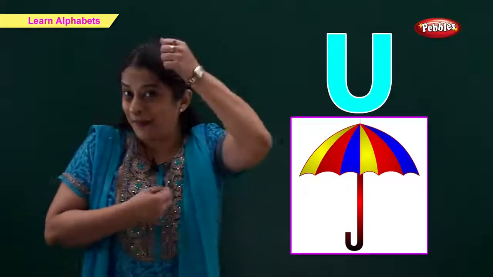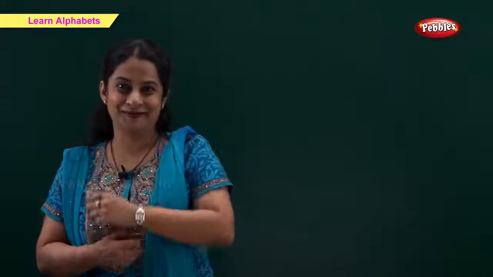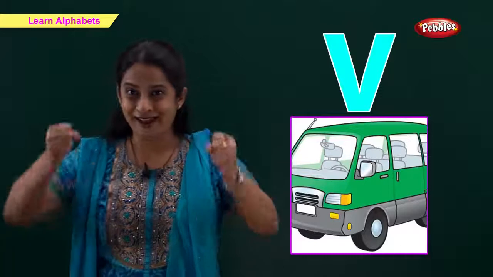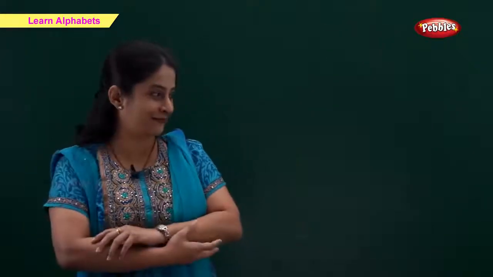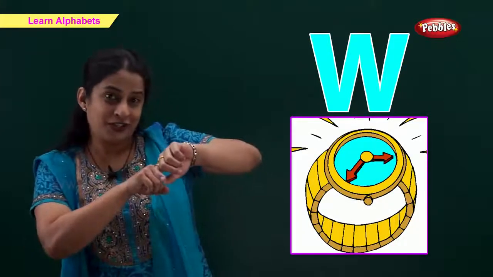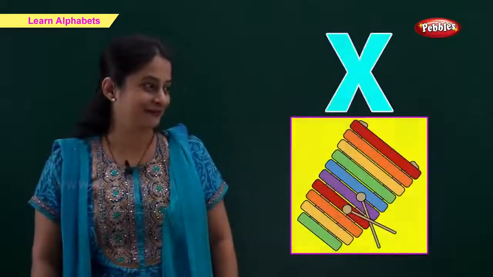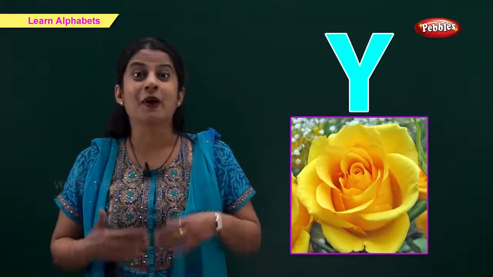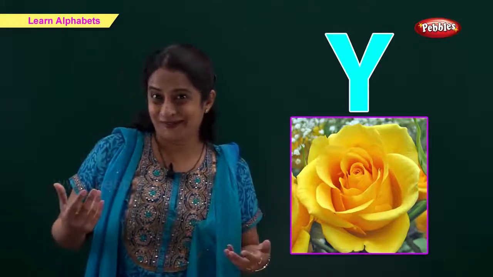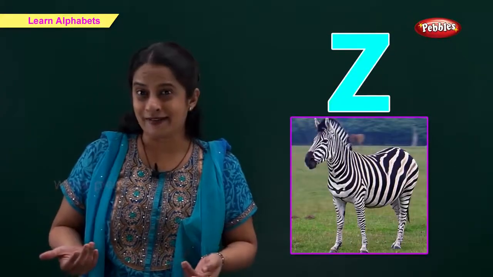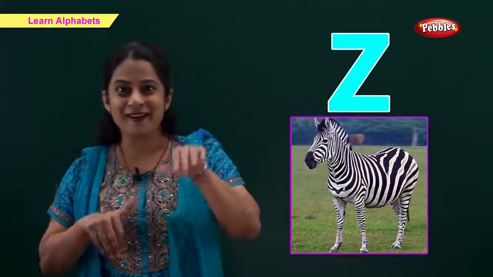U for umbrella. V for van. W. W for watch. X for xylophone. Y. Y for yellow. Z. Z for zebra.